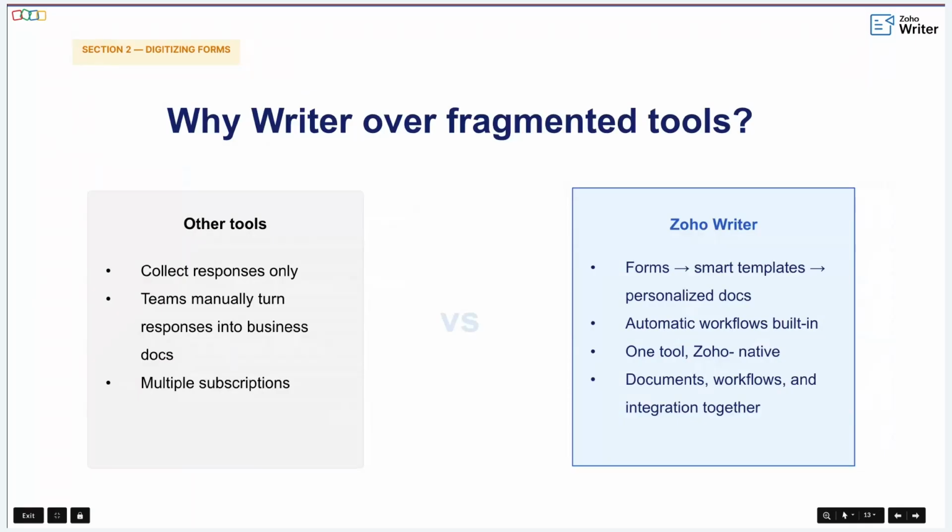Most tools help you collect responses. Writer helps you bring in your existing PDFs with AI and OCR, turn them into smart pre-filled conditional templates with subforms, and then automatically turn every submission into real documents and live workflows.